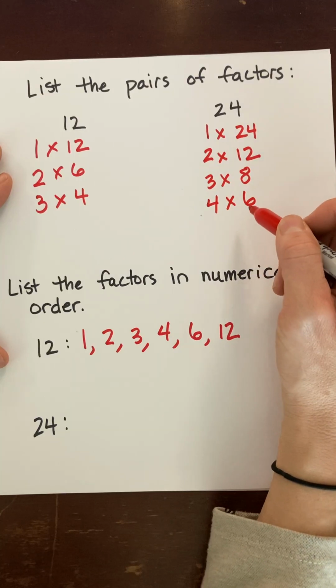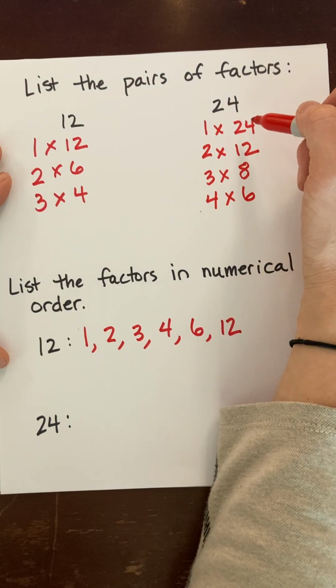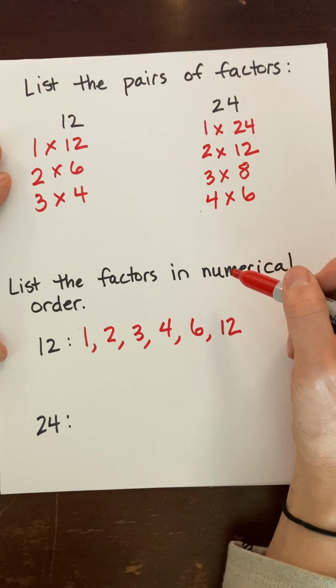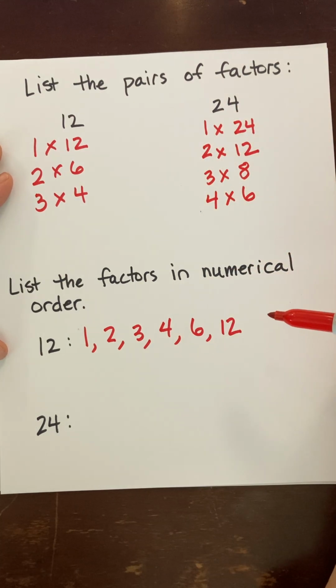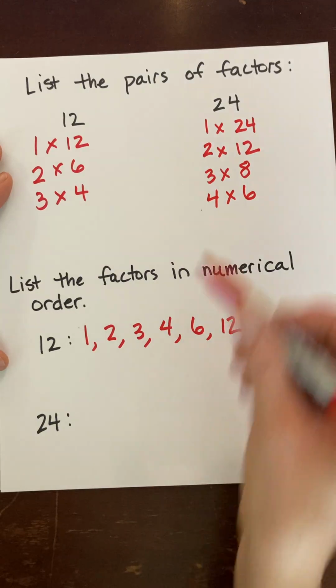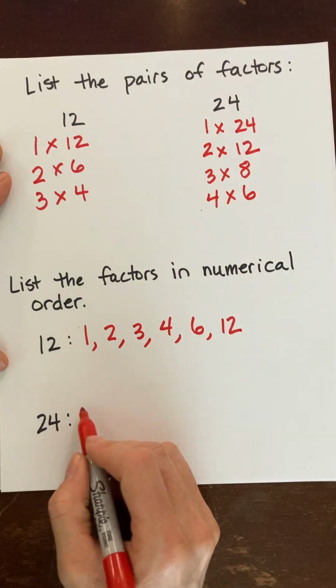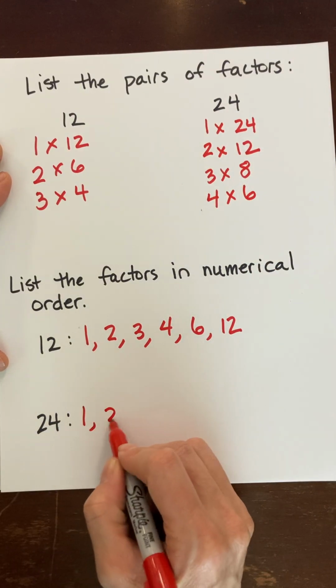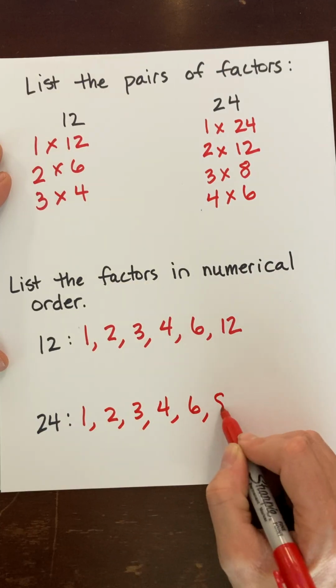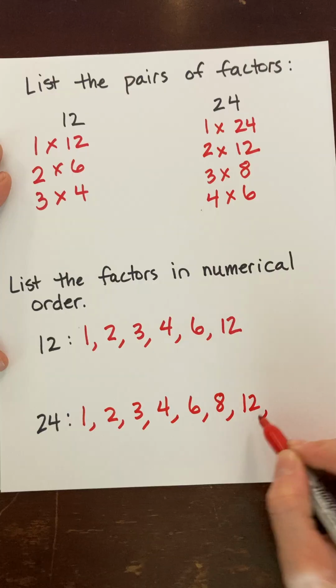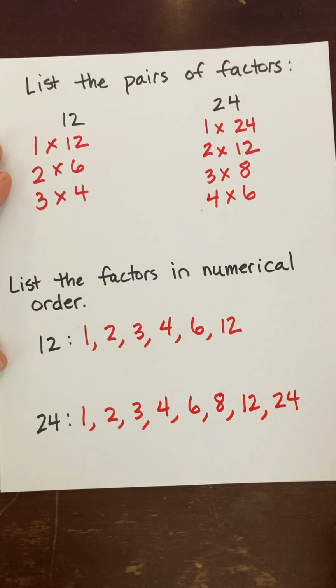6, well, I've already got 6, which means I'm going to be working back up this side, so I don't need to write duplicate factors. So these are all my pairs of factors. Now I want to list those factors in numerical order down here. So I'm going to take all these numbers here and write them down. 1, 2, 3, 4, 6, 8, 12, and 24.